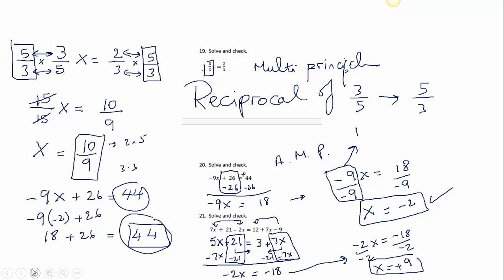Let's check. So we have 7x plus 21 minus 2x. So we have 7 times 9, 63. And 63 plus 21 is 84. And 84 minus 18. So that would be the left hand side, and you do the same thing for the right hand side to check, and then you will end up with the same equal numbers, because x equals 9 is the answer. Okay? Let's go to the next question.